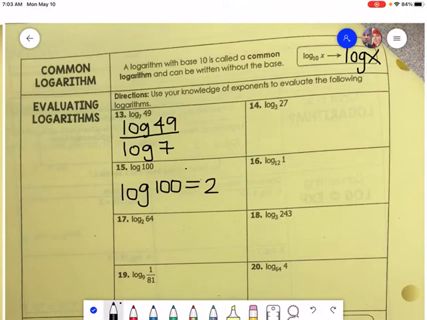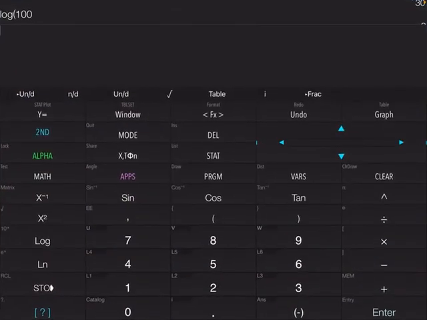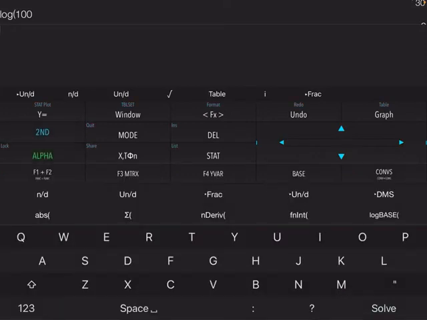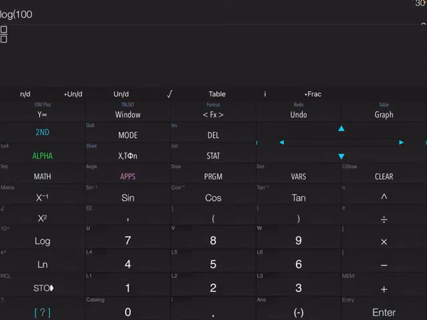Okay, so let's come on over to our calculator. I'm going to give myself a fraction. For you, it's alpha y equals, remember? So on top, I'm going to do log of 49 over log of 7. And look at that, we get 2. These won't all be 2, but we get 2.